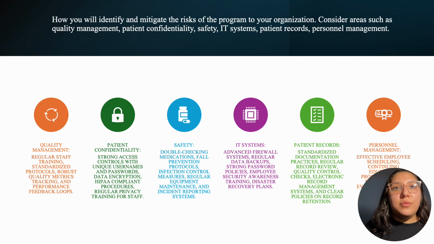There will be a lot of risks with mobile health clinics to the organization, but it's very important to know how to mitigate those risks. With quality management, we must regulate staff training as well as development, standardized protocol. So it's important to have policies and procedures for when specific things happen, robust quality metrics, tracking, and performance feedback loops. With that, we can also be using what we had learned before from the previous slide, from patient experiences, as well as all of those other things to put into those quality metrics.